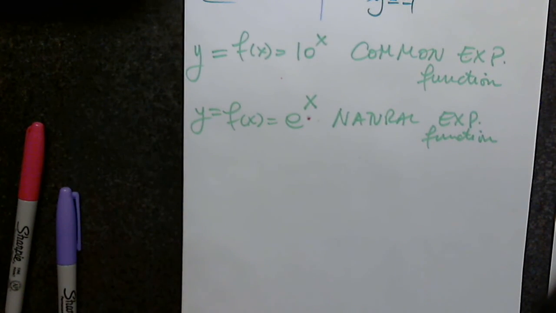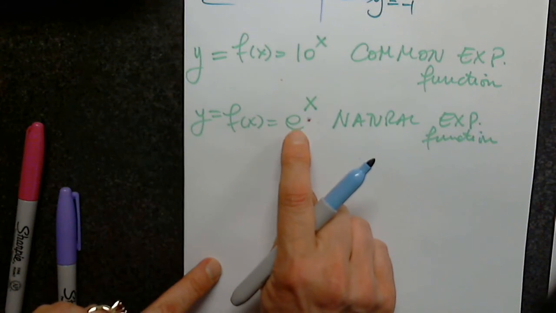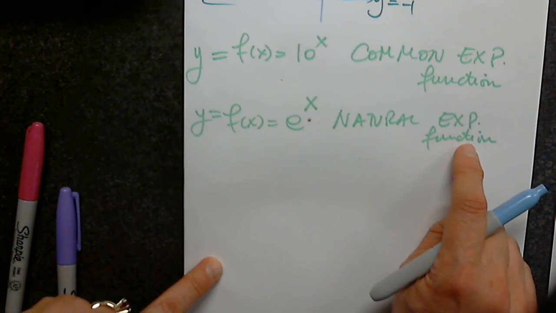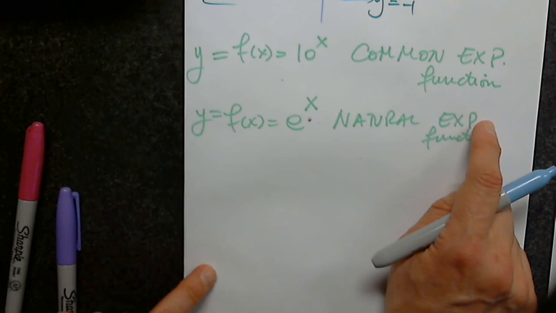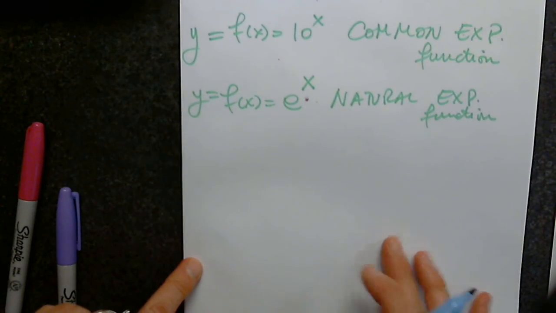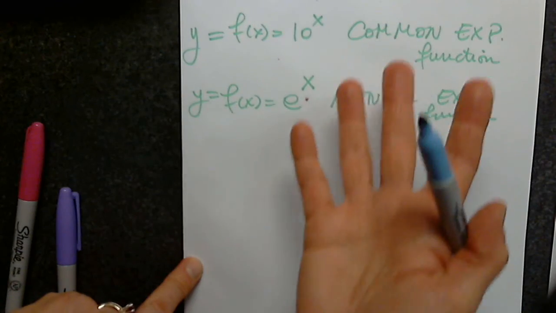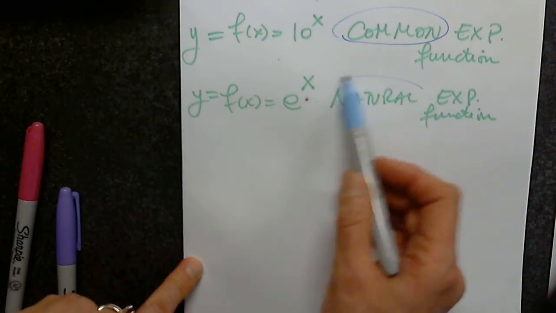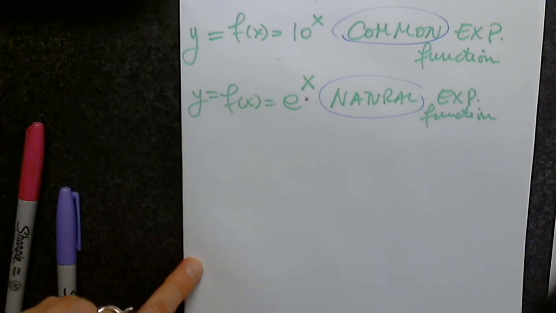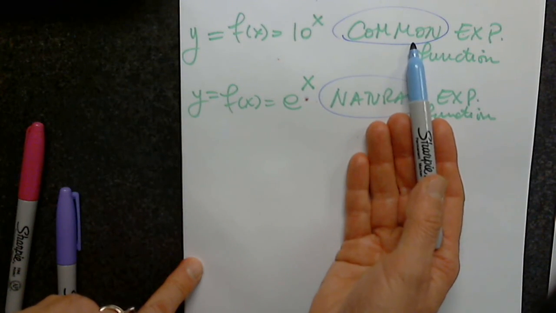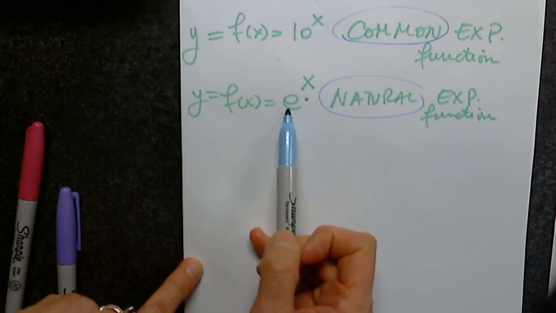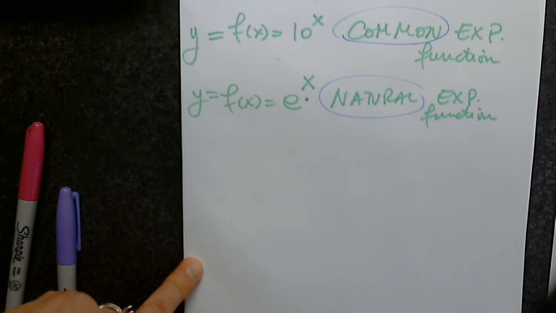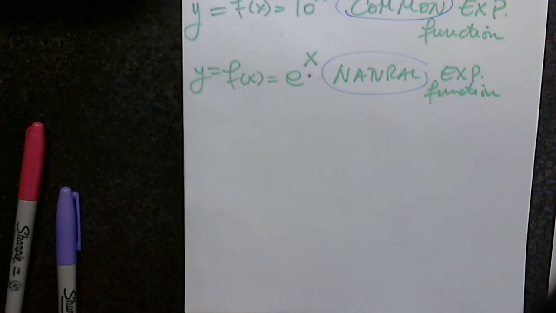Okay, so when the base is e, this is called the natural exponential function. When the base is 10, it's the common exponential function. When we get to their inverses, they will carry the name too. The inverse of this function will be the common logarithmic function, and the inverse of the other will be the natural logarithmic function.